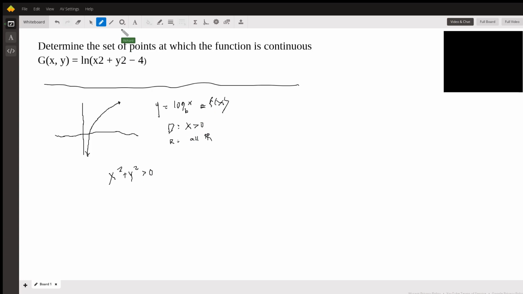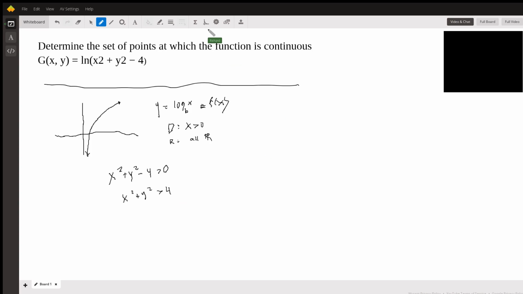But the argument here is not just x squared plus y squared, excuse me. The argument here is x squared plus y squared minus 4 has to be greater than 0. And let's work on this a little bit more. X squared plus y squared has to be greater than 4.